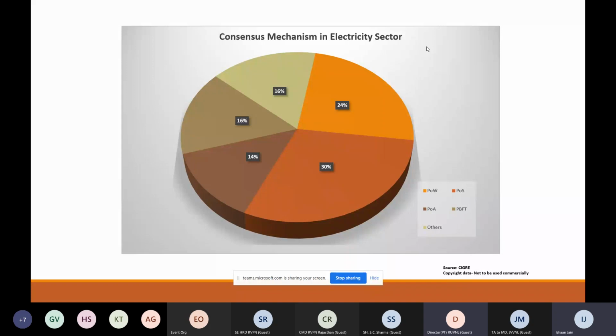The technicalities will be discussed by our next speaker in tomorrow's session. Whatever intricacies of this consensus mechanism you need to understand, you need to ask questions of those who are dealing with the technicalities of this blockchain. They are the IT professionals. 24% use PoW, and 30% use proof of authority. And definitely, you can use each and everything depending on your requirement.